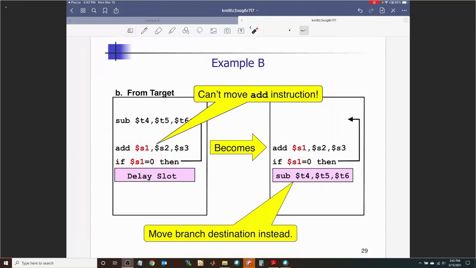The only thing that I can do here is from the target. The target of the branch instruction is the subtract instruction. That subtract instruction can be moved into the delay slot, which is going to be executed. So moving the branch destination into the delay slot helps you use that delay slot in a meaningful manner, like you're using it for an actual instruction in your program. You guys see this? Questions here? There is one more example in example C.